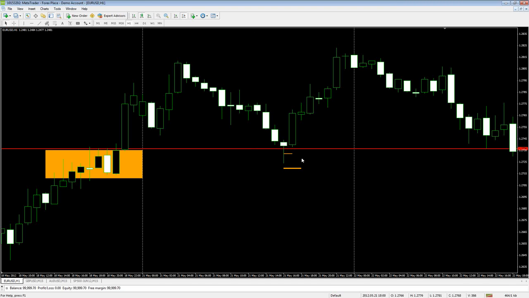Second option, if you're more aggressive, you may say, okay, this is a reversal candle. There's a long wick here.